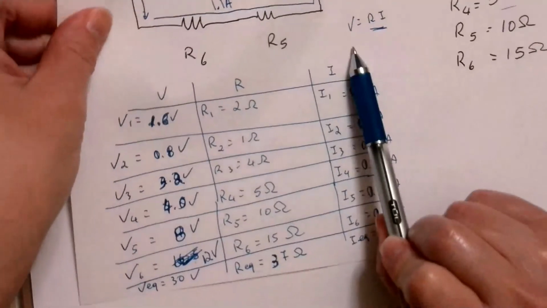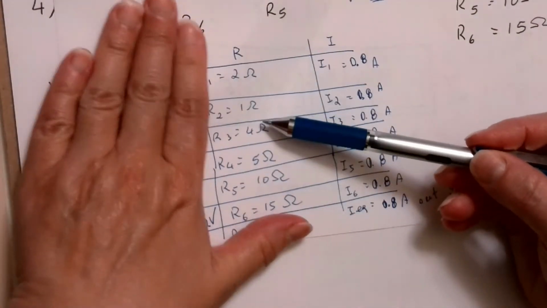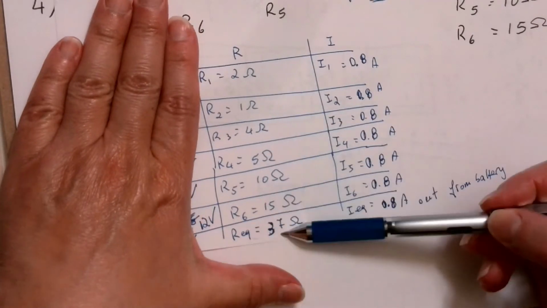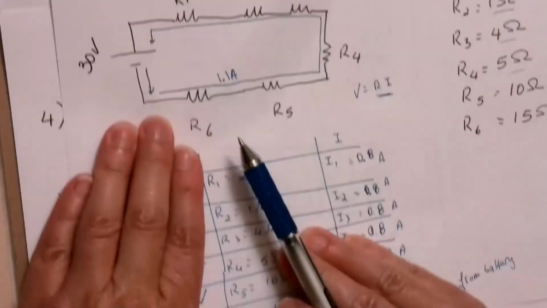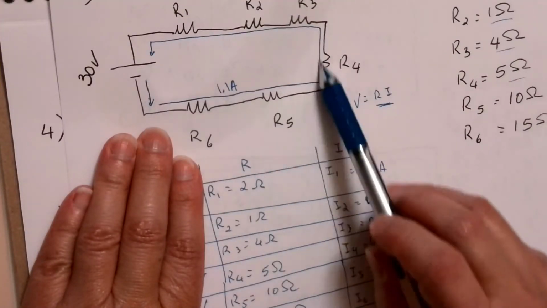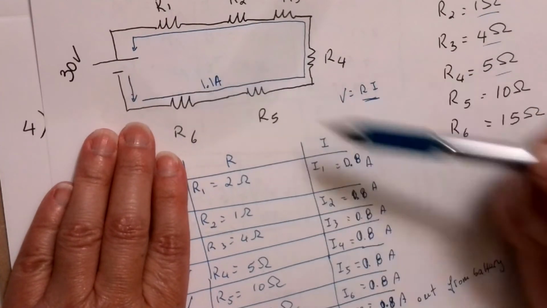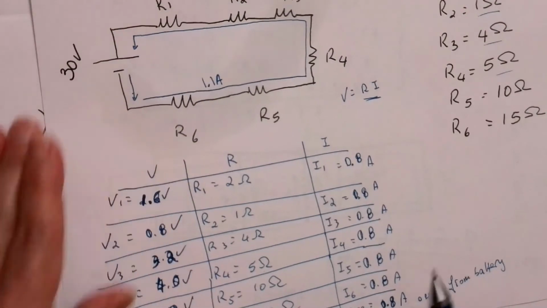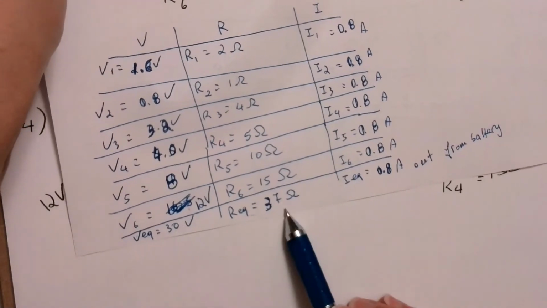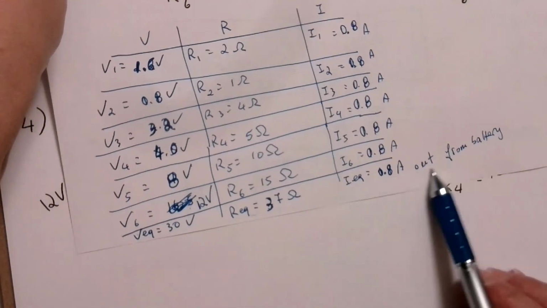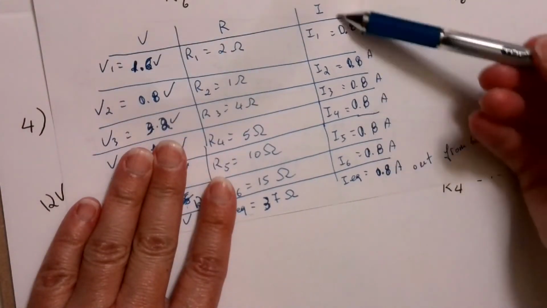Then I start building the table, okay, VRI. So I put all those values for those resistors. I calculate the R equivalent and I write it right here. But if in this circuit the current is always the same, right, because again I don't have to branch off ever, then I write this value. I calculate the I equivalent, right, 0.9. When I do 30 divided by 37, I have 0.8, which is out from the battery, and I fill every single one of those cells right here.